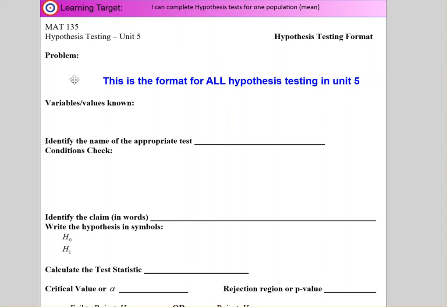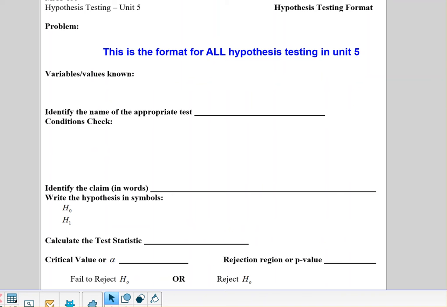So we're going to have a problem. We have to figure out what variables we know, identify the appropriate test, check for our conditions. This is all similar to our confidence interval testing. Then we're going to identify our claim, write our null and alternative hypothesis, and then we'll check those claims in our test statistic, and then we're either going to reject our null hypothesis or fail to reject our null hypothesis, which will then allow us to write a conclusion at the end.